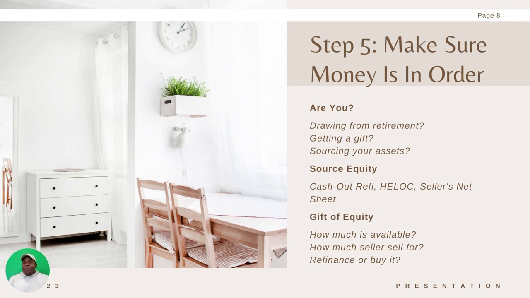You have to figure out how much is available. Well, I know $70,000 is available. They're still going to get paid $50,000. They're just giving you $20,000, and then they can still sell it for anything over $100,000, right? Now, you have to run the numbers to see whether it makes sense to do a refinance or to just buy it.